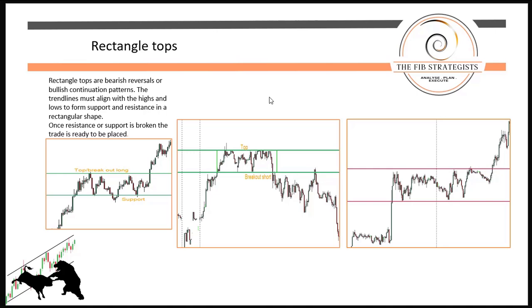Rectangle tops. Rectangle tops are exactly the opposite of rectangle bottoms. They occur at the top of a trend and they can be used as continuations or as reversals. Upward trend, touch 1, touch 2, there's touch 3, no touch, touch 4, break to the upside. You can enter your position long with your stop loss on the previous low or at the lowest points of the rectangle.